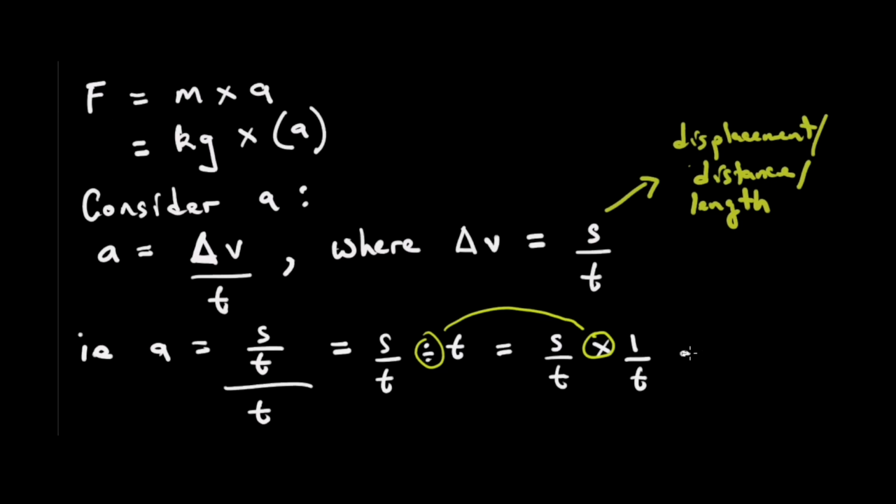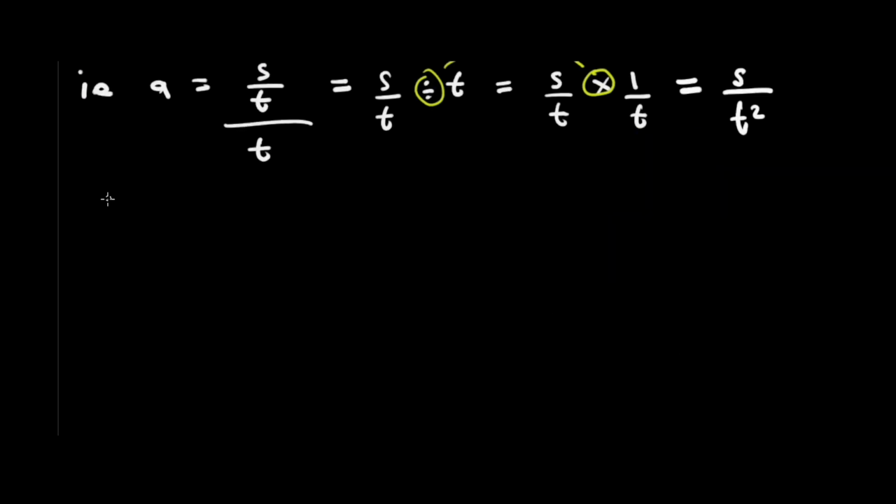When it is like this, it is equal to numerator times numerator, s times 1 is s, over denominator times denominator, t times t is t squared. So acceleration is equal to s over t squared. Here, we want to write acceleration in terms of units.